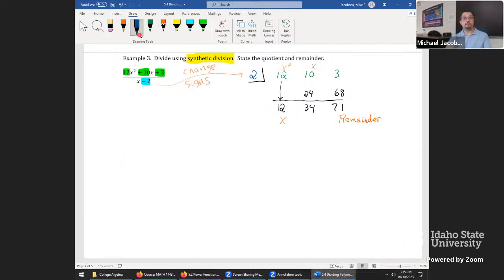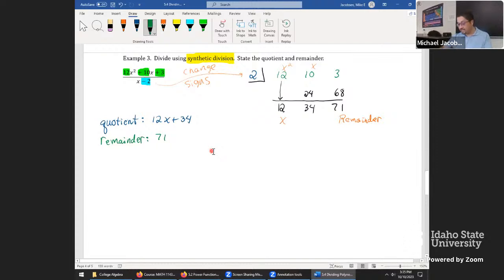So we can state our quotient pretty much by doing this. Quotient is going to be the 12x plus 34 here and here. Then finally, remainder will be just this 71 coming from right here. And that finally does the whole thing for us. So synthetic division, I assure you, is always extremely, extremely fast.